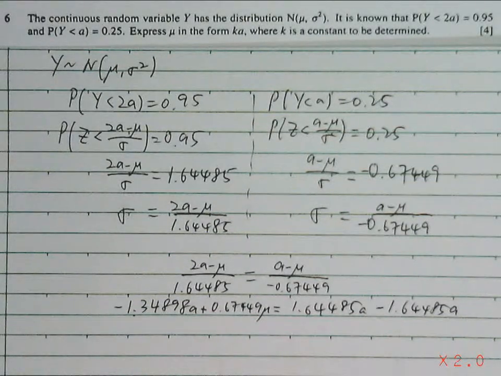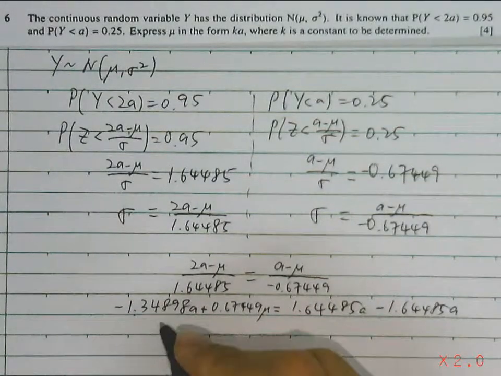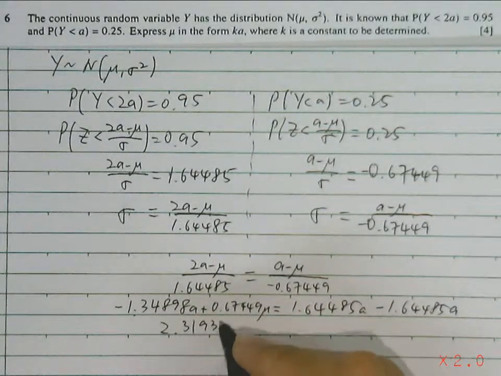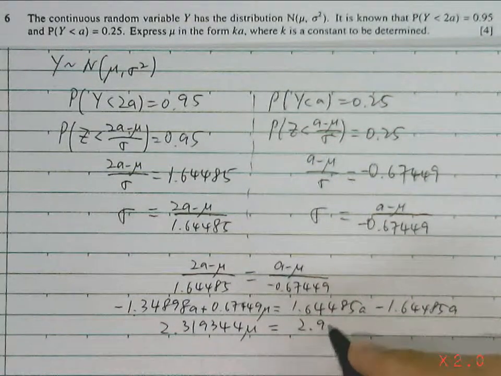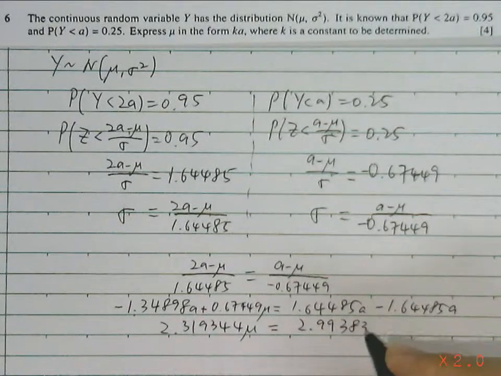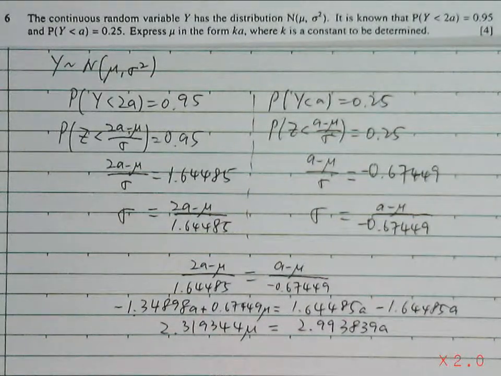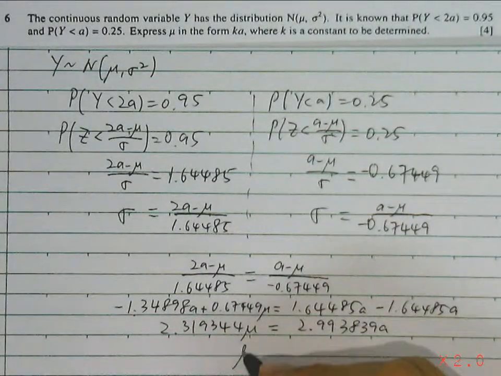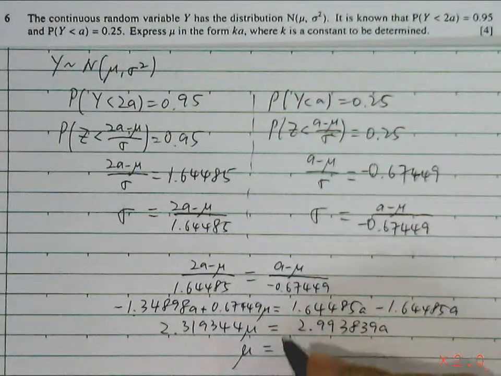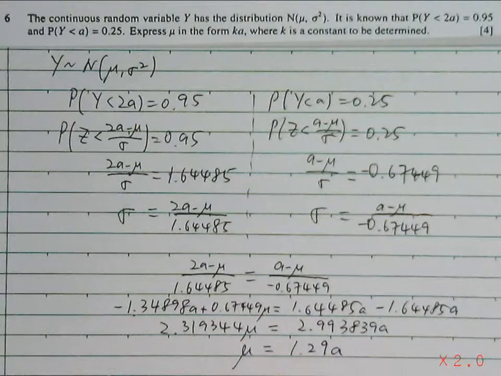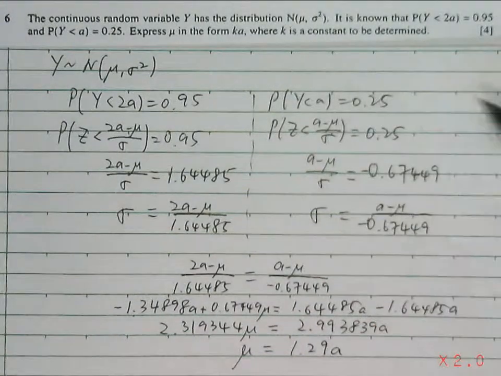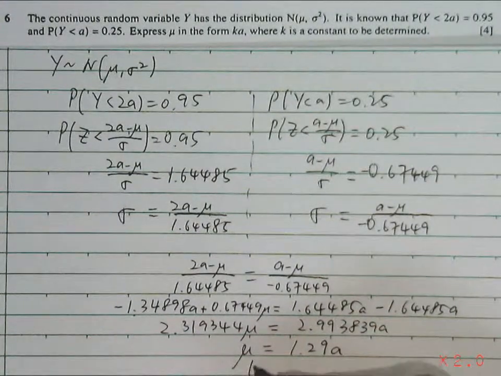So next step, we will want to simplify all our mu and a terms. So we'll end up with 2.319344 mu equals 2.993839a. Then we will make mu our subject, since that's what the question is looking for, and we will have our answer of mu equals 1.29a. So since they are asking for k to be determined, we will write an extra line where k equals 1.29.